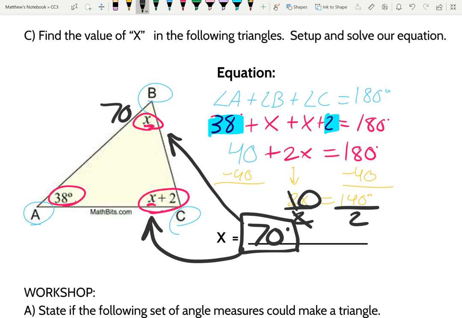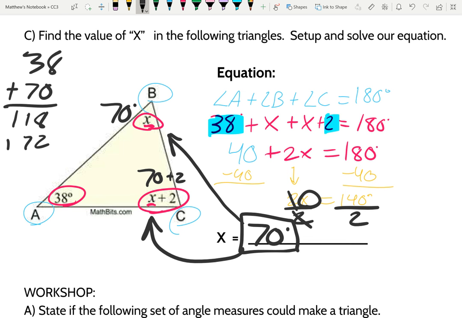So if we put 70 degrees up here, we've got 38 plus 70 to get 118, plus 70 plus 2, which would give us 72. And that does, in fact, give us 180 degrees.